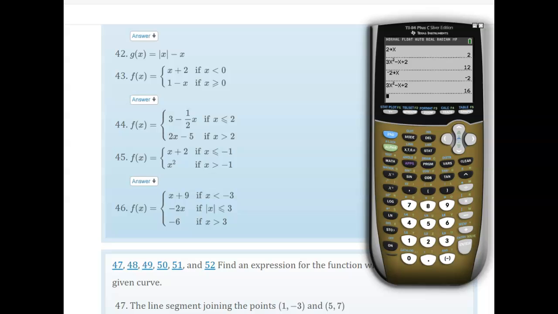Oftentimes we see piecewise functions in mathematics because for a while you're doing one thing and then you stop and then you do something else. That's what that actually represents. I'm going to look at number 45 here, and I'm going to go to my calculator to do it.